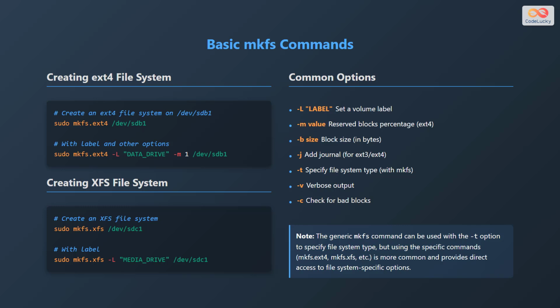-L label sets a volume label. -m value sets the reserved blocks percentage for ext4. -b size specifies the block size in bytes. -j adds a journal for ext3 and ext4. -t specifies the file system type with mkfs. -v provides verbose output. -c checks for bad blocks. You can use the generic mkfs command with the -t option to specify the file system type, but using the specific commands such as mkfs.ext4 or mkfs.xfs is more common and provides direct access to file system-specific options.